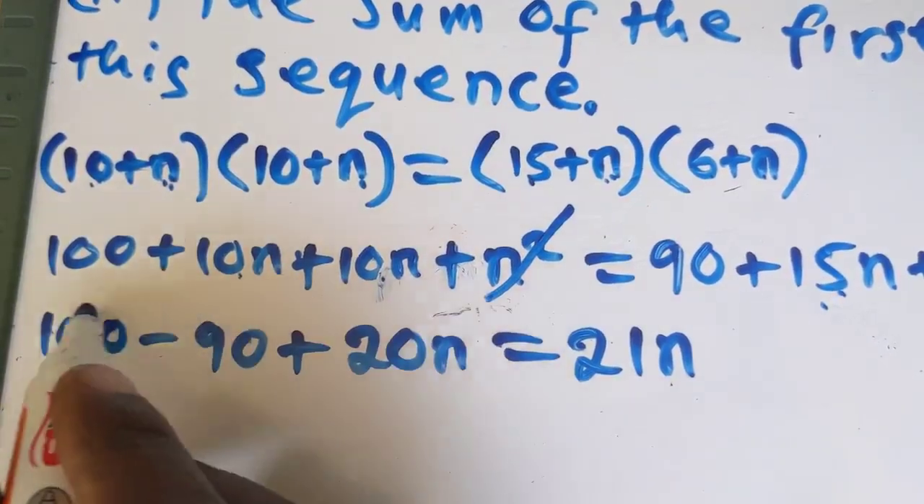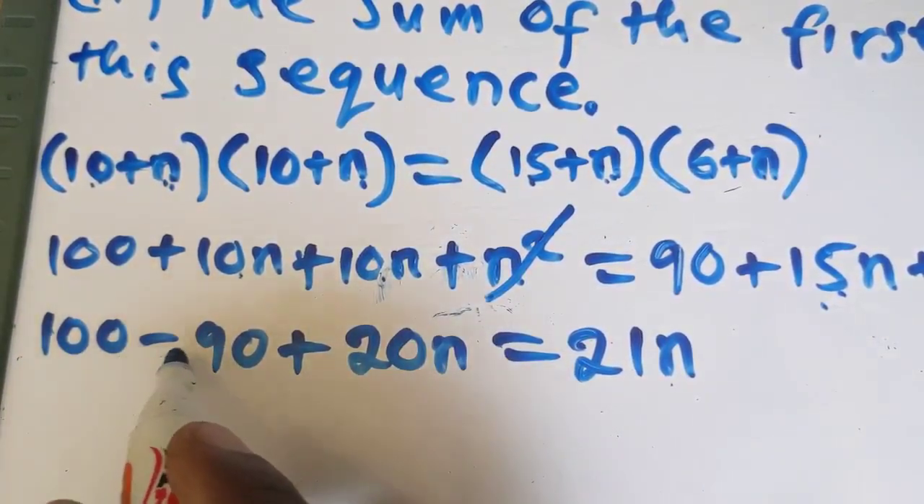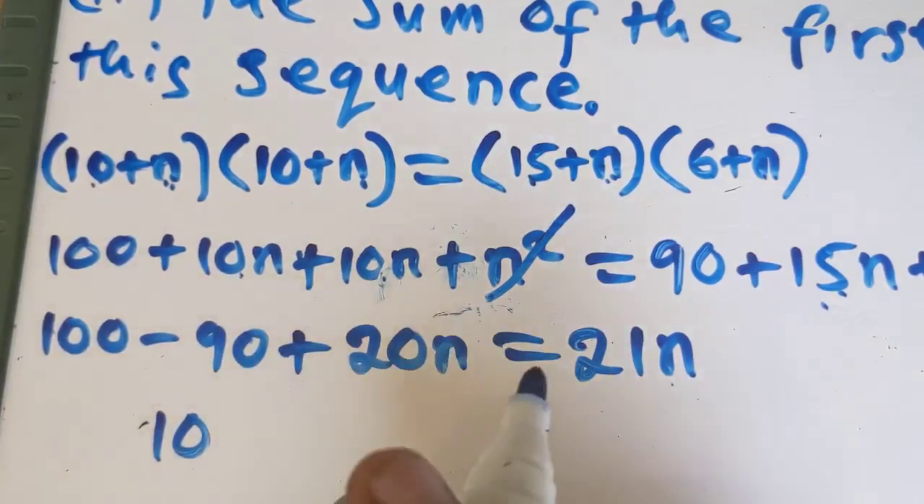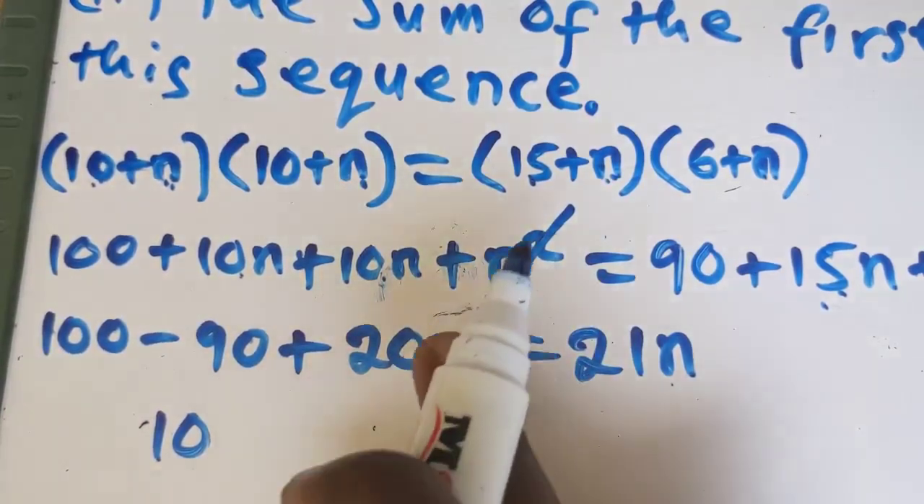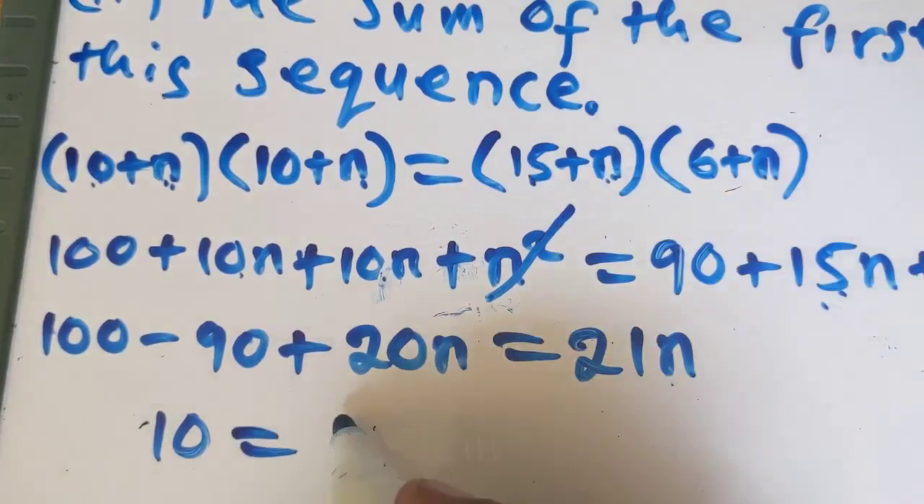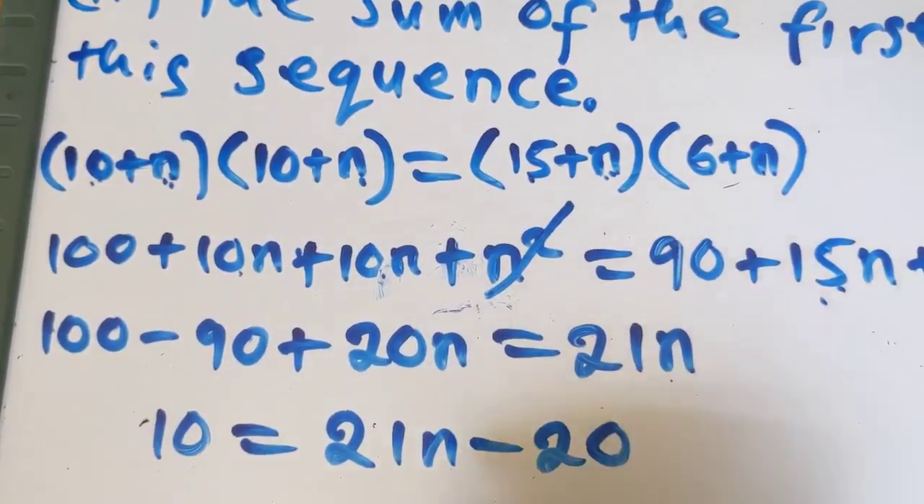So we know that this is actually 10 right here. 100 minus 90, it is 10. Then this one is 20. When we move it to this side, this is 21n minus 20, like that.